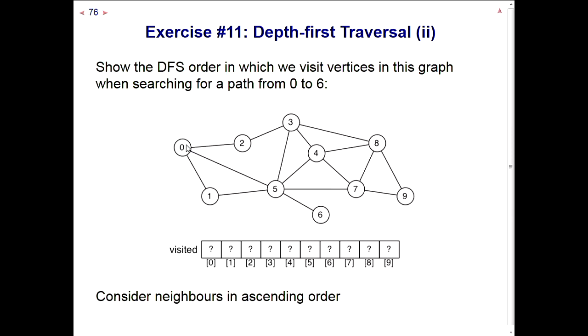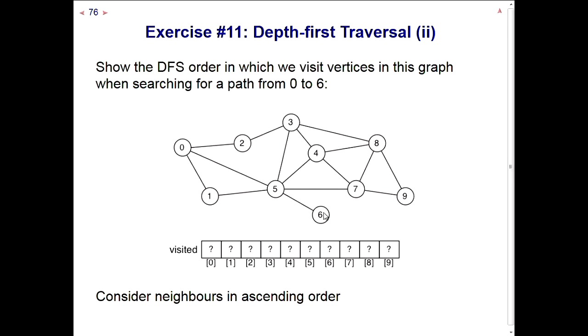If we visit neighbors in ascending order, we go from 0 to 1 to 5, 3, then 2, always choosing the vertex that has the smallest index over all those that can be reached. Now from 2, we don't continue because we've already visited 0. So we go back to 3, then 4, 7, 8, 9, and then we are stuck. We can't continue from here, going to unvisited vertices. So we backtrack 8, 7, 4. There's no choice here because we've already visited 5. So we ultimately go back to 5, and then we find 6.